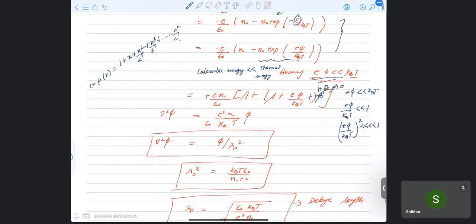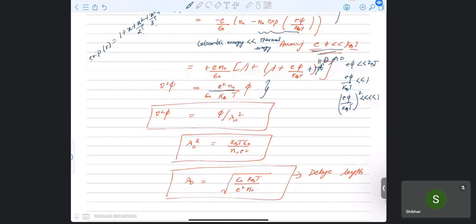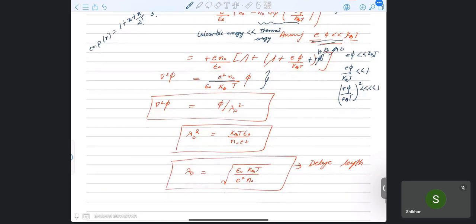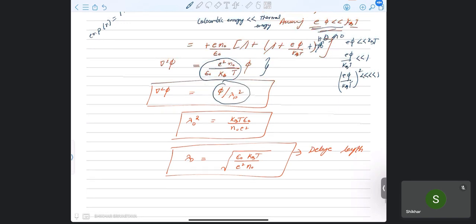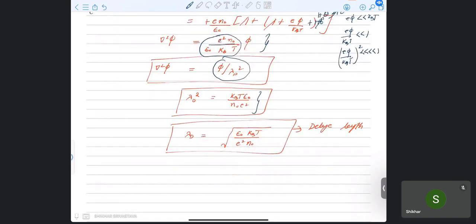So finally we will get this expression: del square of phi is equal to E square times n naught upon epsilon naught kBT times phi, where E is your charge, whose value is 1.6 into 10 to the power minus 19 coulomb. N naught is the initial density of electrons. Epsilon naught is your permittivity, kB is the Boltzmann constant, T is the temperature inside the Debye sphere. So further, this value can be written as 1 upon lambda D square, which I have written over here. This lambda D square is nothing but epsilon naught kBT upon n naught e square, and the square root of it will give you the Debye length.